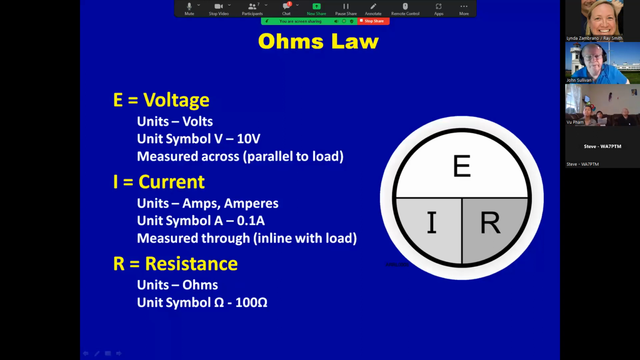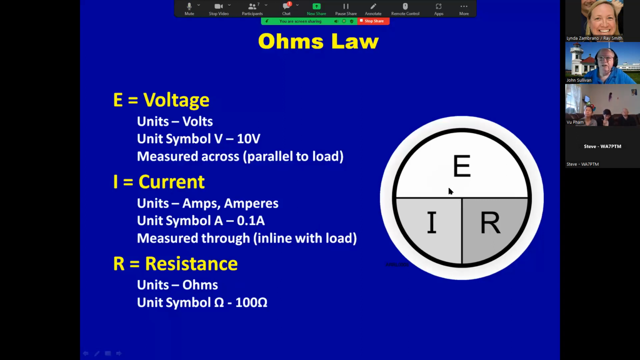Ohm's law. This is important. Ohm's law is the relationship between voltage, current, and resistance. And we've already defined what those terms are. And you see this circle over here to the right. E is voltage, I is current, R is resistance. And this is a visual aid that you can use.